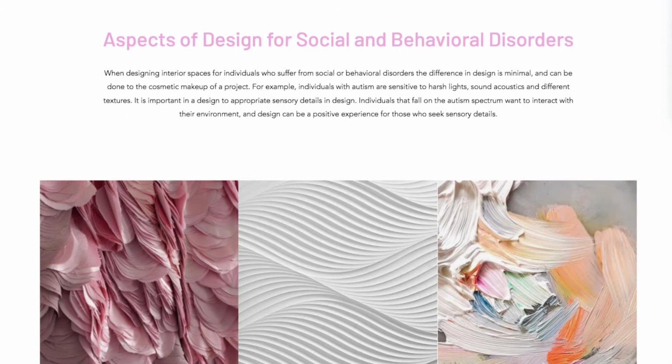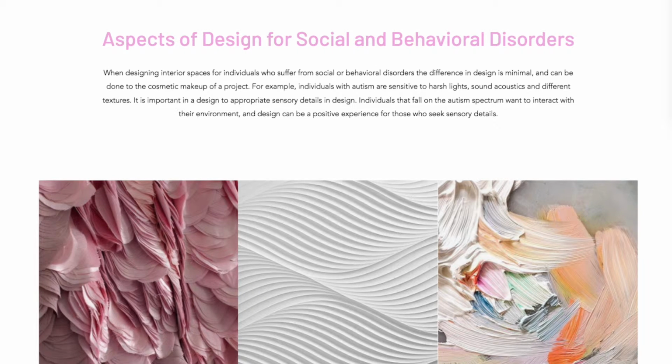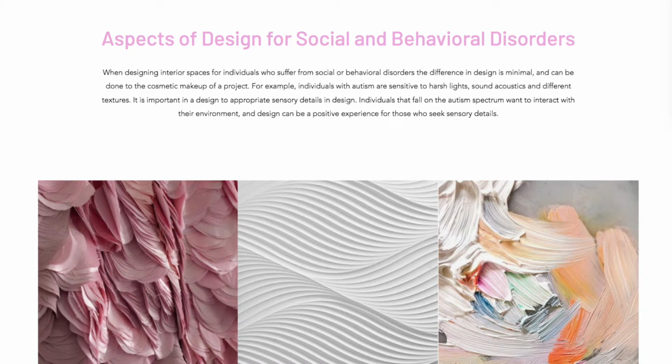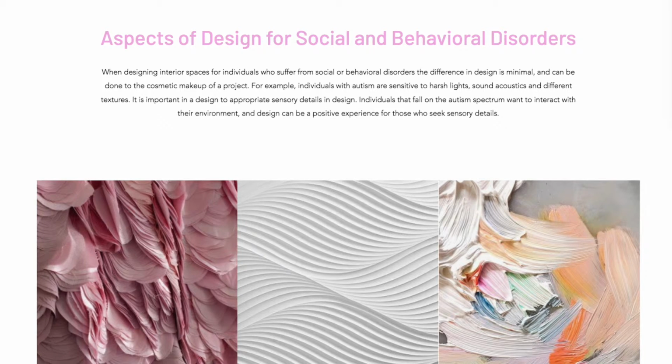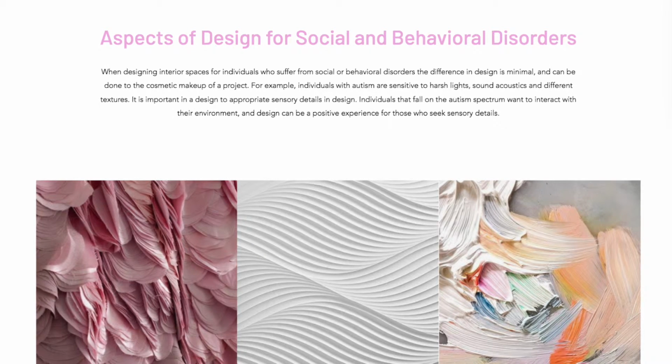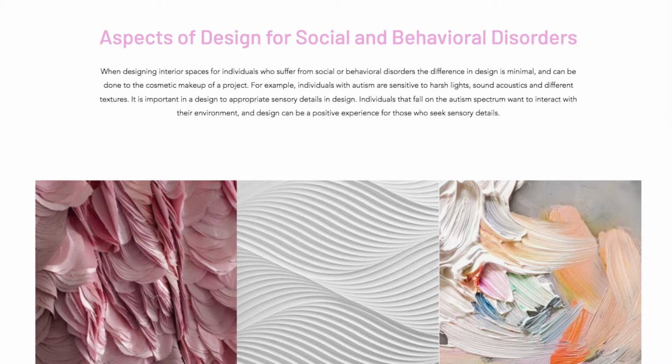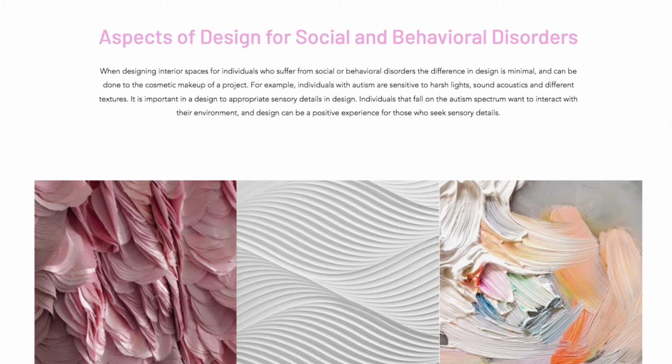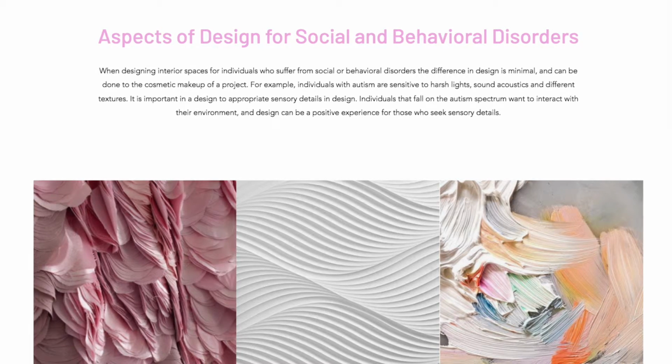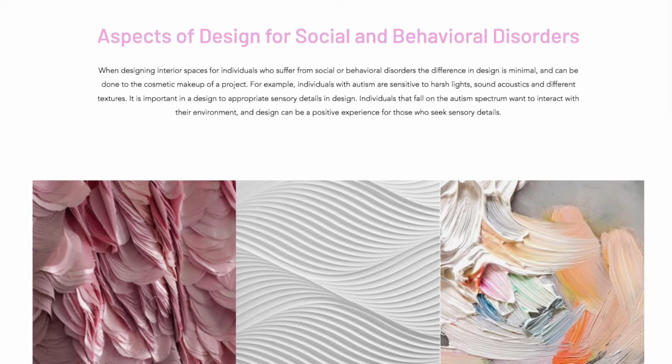This is located on the second page of my website, known as the Aspects of Design tab. It goes into detail and tells you about the three different aspects of design that were mentioned on the first page, the homepage. It says Aspects of Design for Social and Behavioral Disorders. When designing interior spaces for individuals who suffer from social or behavioral disorders, the difference in design is minimal, and it can be done to the cosmetic makeup of a project.